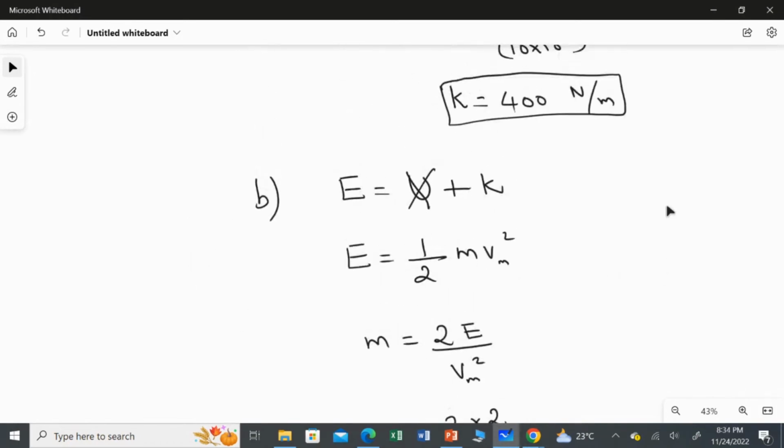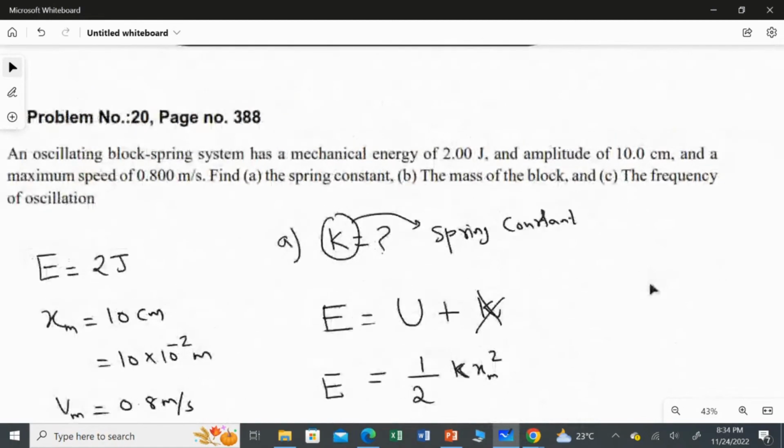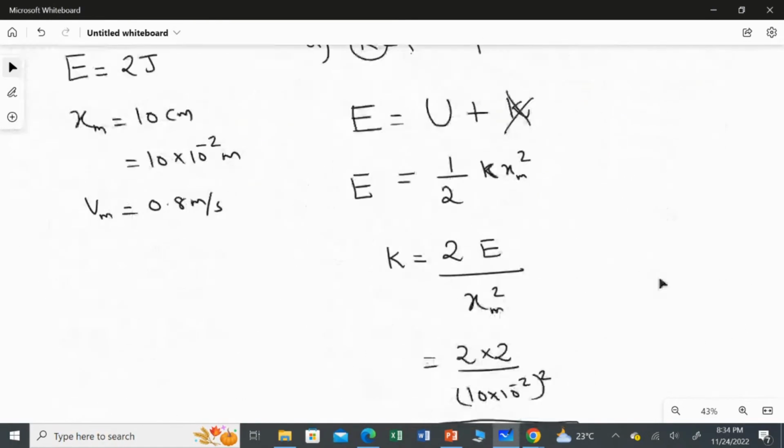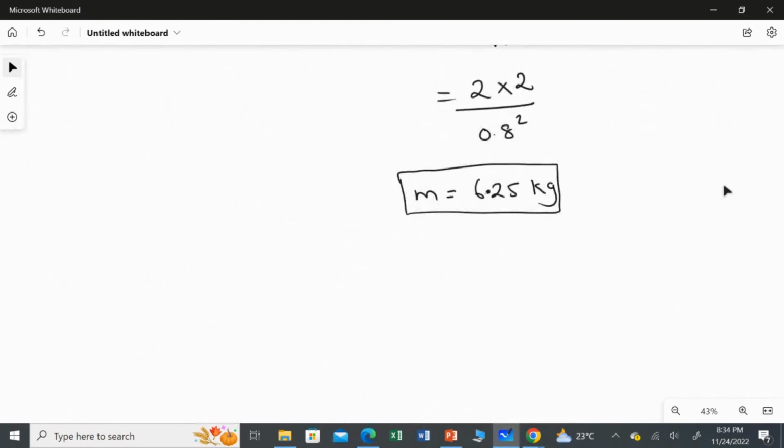Okay. Now we have to answer the last question. What is given in the last question? Find the frequency of oscillation. In the theory, we already had the relation for finding the frequency. We already know the frequency is given by 1 over 2 pi times the square root of the spring constant over mass. So this is the equation we studied in the theory.